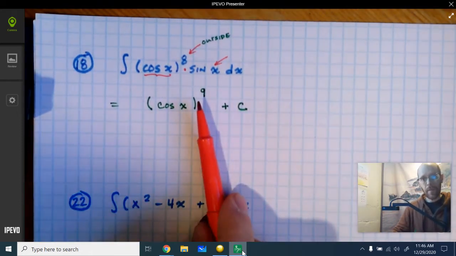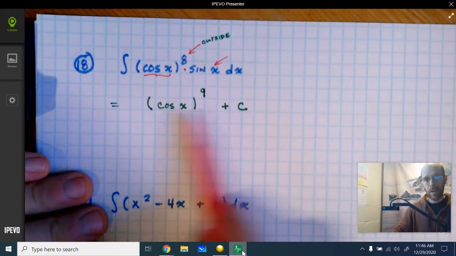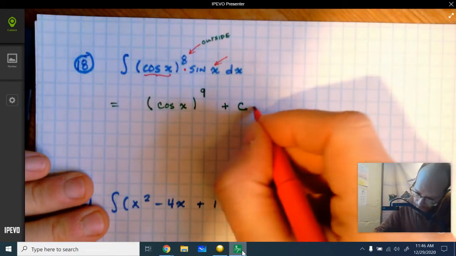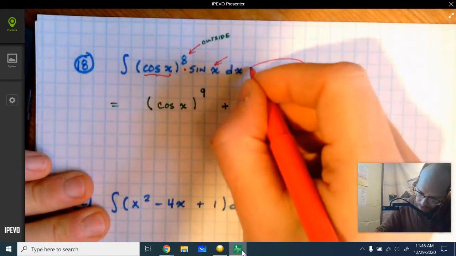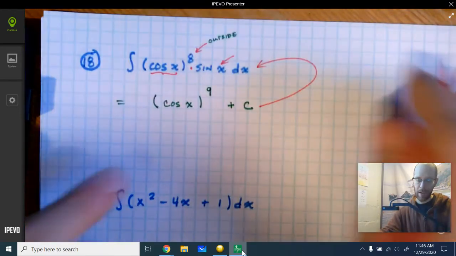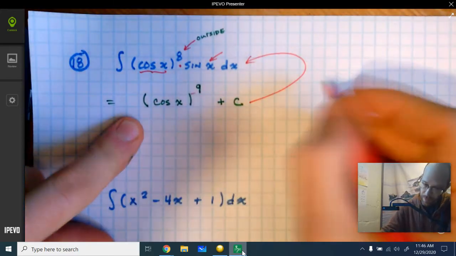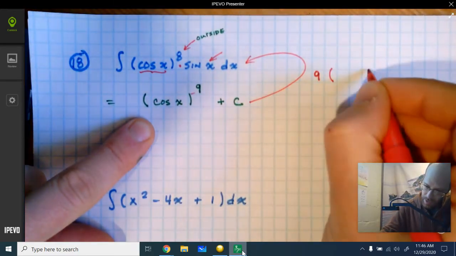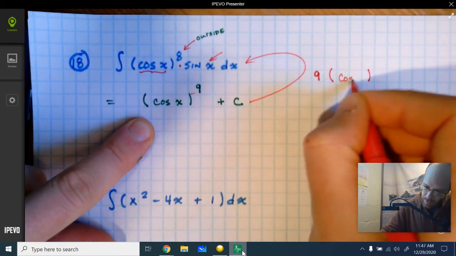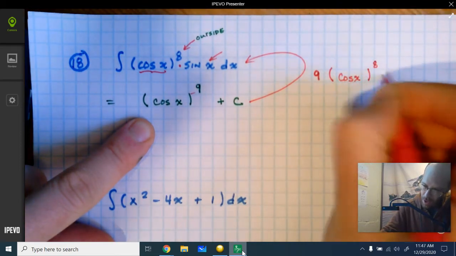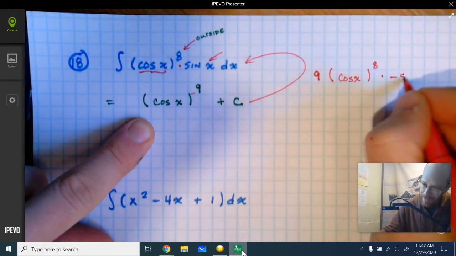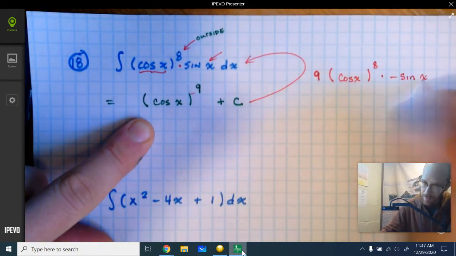So antiderivative of the outside, leave the inside alone. Do nothing with the leftovers right here. And let's see how our guess goes. If I take the derivative of this, I would get 9 times the cosine of x to the 8th power, multiplied by the derivative of cosine, which we will recall is not sine, it is the negative sine of x.